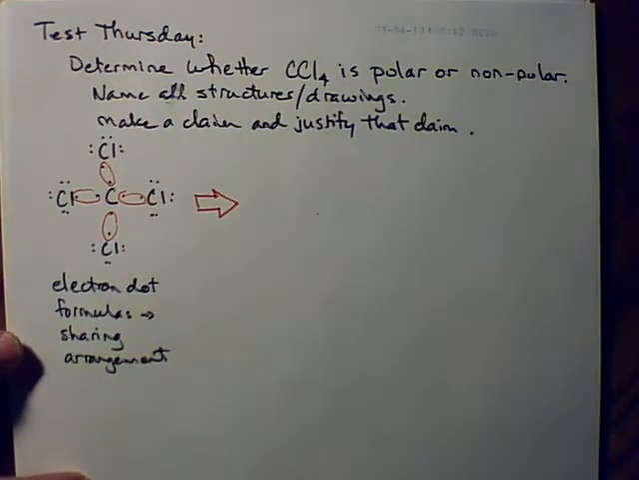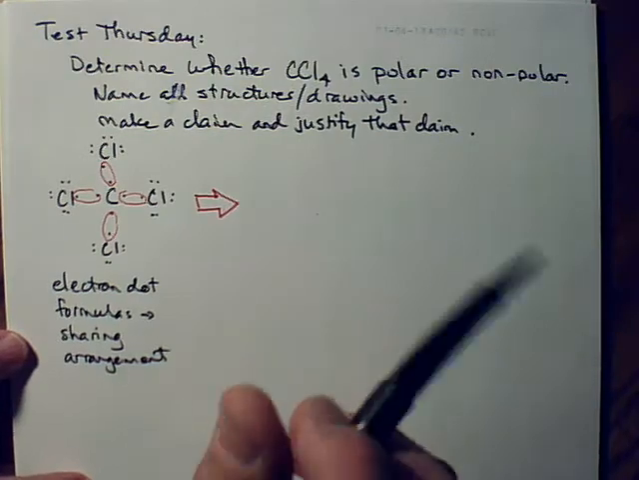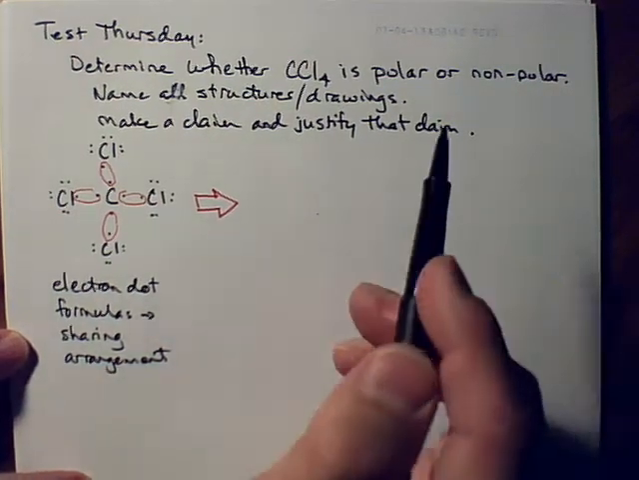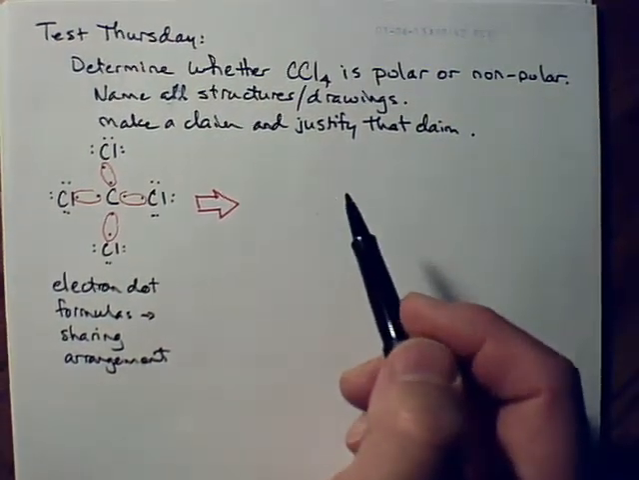Okay, so we're determining whether carbon tetrachloride is polar or nonpolar. We're naming all the structures and drawings. We're going to make a claim and we're going to justify the claim.